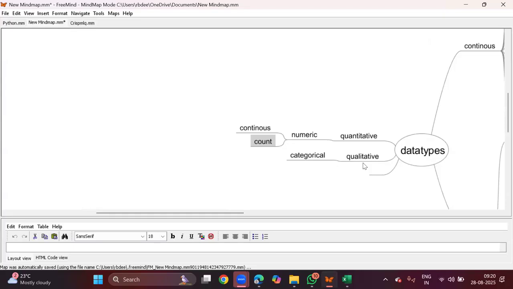Okay, so this is something which you should remember. Quantifying with a number for a qualitative.